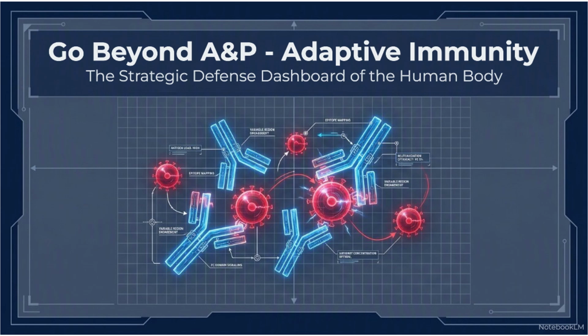So I want you to think of adaptive immunity as a strategic defense dashboard. Unlike the innate immune system, which reacts the same way to almost any invader, the adaptive immune system is very precise. It identifies a specific threat, builds a tailored response against it, and critically and systematically, it remembers that threat for the future. The antibodies you see on the screen are the signature molecules of the system, Y-shaped proteins, each one shaped to lock onto one particular pathogen.